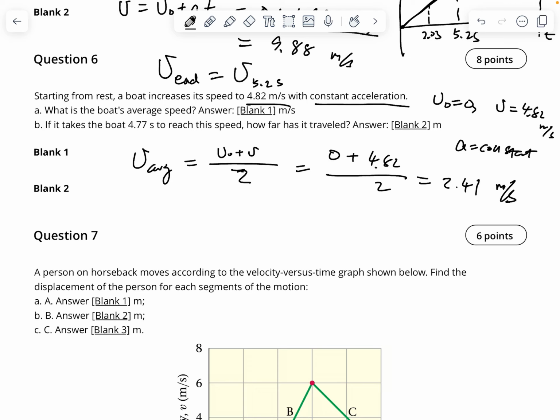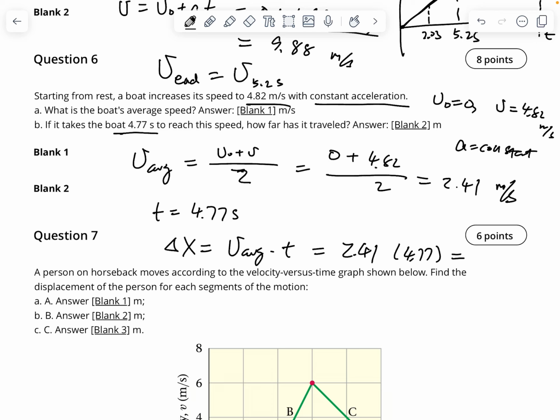And then if it takes about this much time to reach the speed, how far has it traveled? We know the time, and we want how far it traveled. So displacement equals average velocity times time. We use this equation: 2.41 times 4.77, which is 11.5 meter.